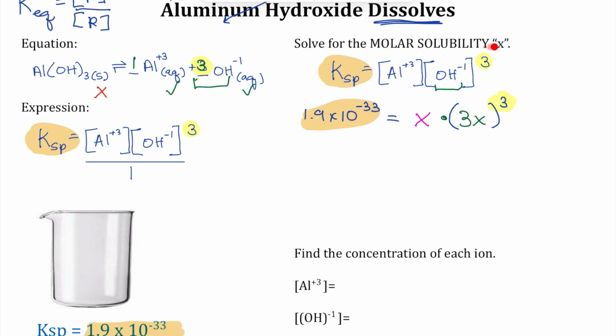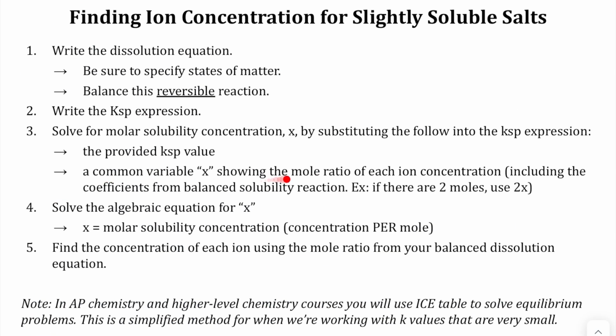And so our molar solubility is X. That's telling us how much is soluble per mole. We have 1 mole of aluminum, so we just have 1x. We have 3 moles of hydroxide, so we have 3x, and then that keeps it cubed. And now I have an equation that only has 1 variable x, and I can use my algebra to solve. And so I did both of these parts, put that common variable in on the other side with my Ksp value on the left. Now let's solve that algebraically for x, which is our molar solubility concentration.